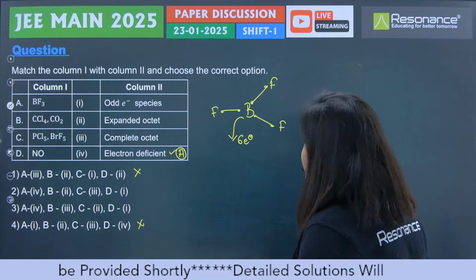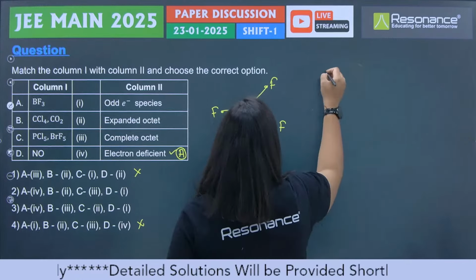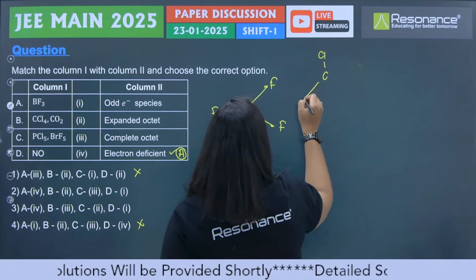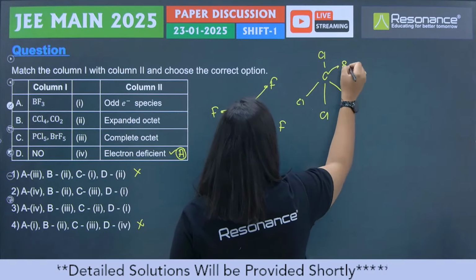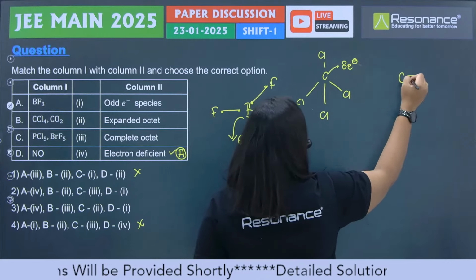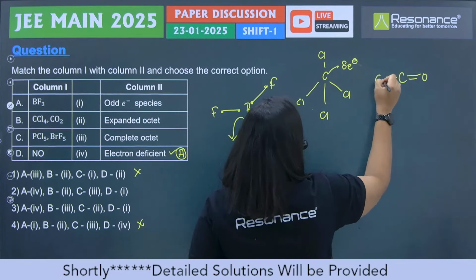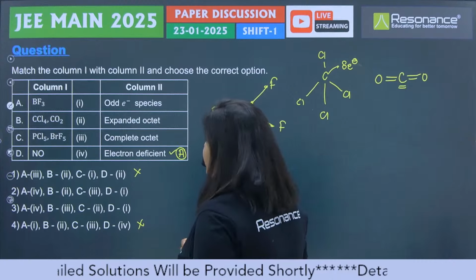Let's move on to the next one. CCl4 and CO2. I guess you might find this easy. In CCl4, carbon has the octet complete. In CO2 again, when you count for the central carbon atom, it has the octet complete.